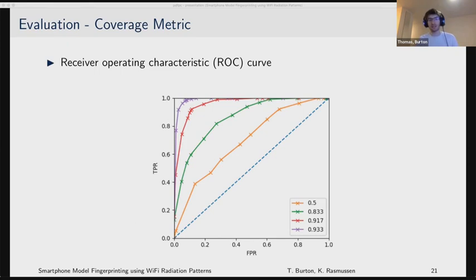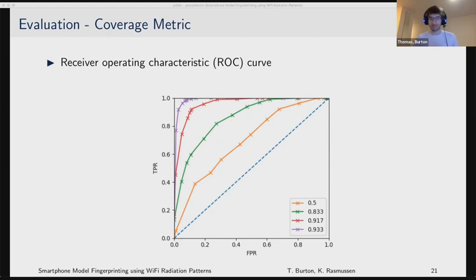We simulated a 20 by 20 meter environment. We simulated the site survey. Then we used the patterns we already collected as various transmitter patterns, and we randomly moved the transmitter through an environment and had the receivers in set positions, and the transmitter rotated in various ways. And we measured the false positive and true positive rates and plotted that as a receiver operating characteristic curve. And this clearly demonstrated that with higher coverage metrics, we got an improved accuracy.